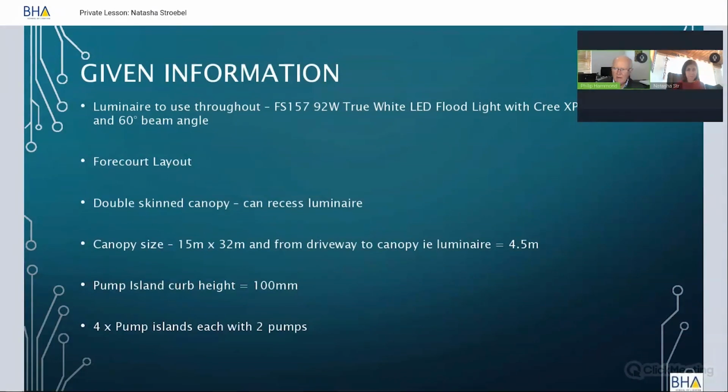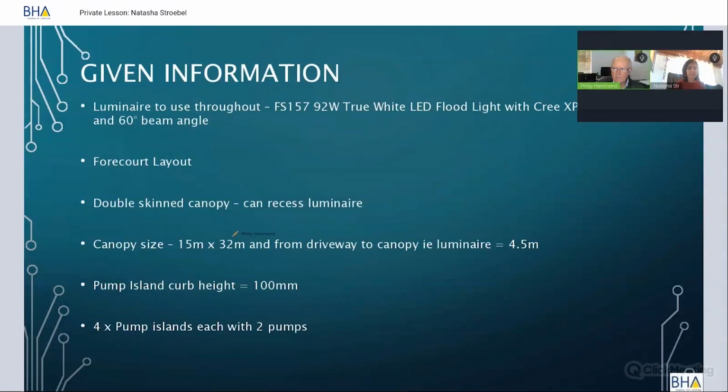So, a luminaire to use throughout is this particular one. It's a floodlight, but they use it in the canopy of a petrol station, shining down onto the driveway. There it is. It's 92 watts. It's got a 60-degree beam angle. You're given a forecourt layout, which we're going to look at. It's a double-skinned canopy. Therefore, we're able to recess the luminaire. It's not surface mounted, but recessed.